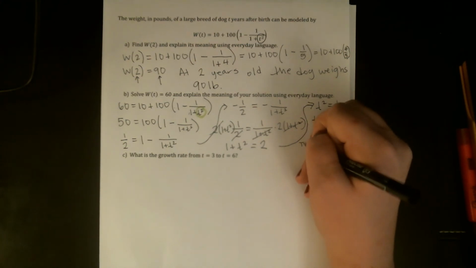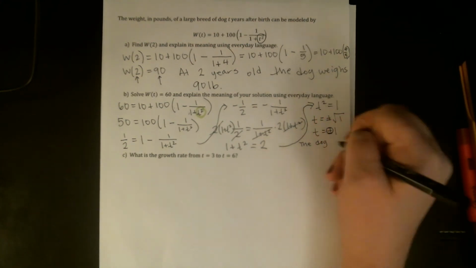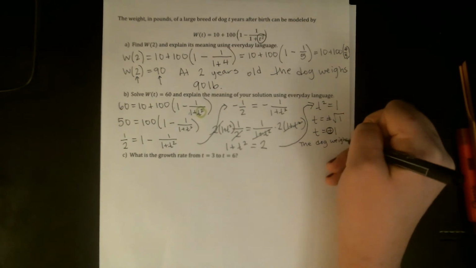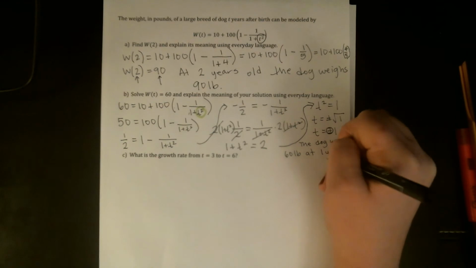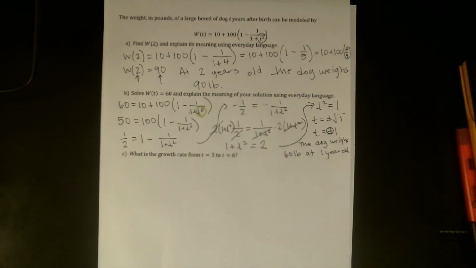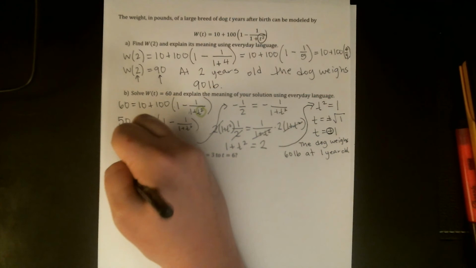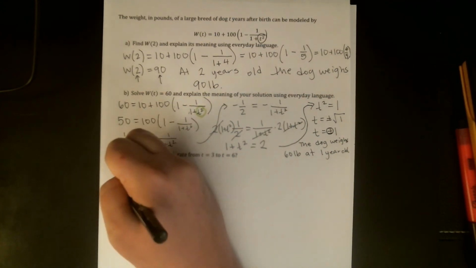Squeeze it in here. The dog weighs 60 pounds at 1 year old. Okay. A little bit squashed. Last part here is growth rate. Find the growth rate from age 3 to 6. Okay, so this is an average rate of change question, which means we basically need 2 points. So let's figure out what W of 3 and W of 6 are.